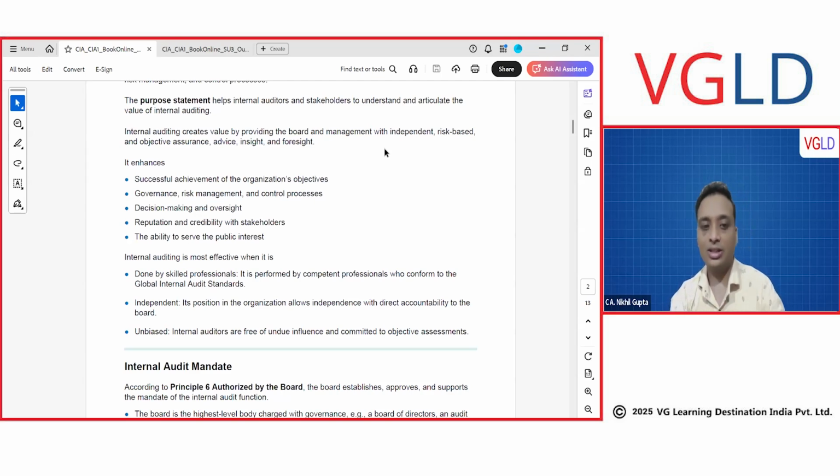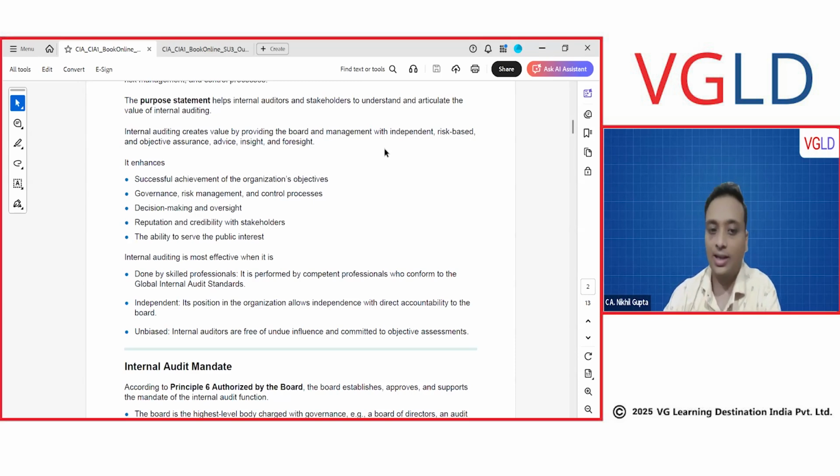As a CIA, you will learn about the internal audit standards, and they are applicable globally. It is not applicable only for one region or geography. It is applicable in approximately 170 plus countries. We already discussed independence. Our internal auditor is independent. Its position in the organization allows independence with direct accountability to the board. So the internal auditor is directly accountable to the board of directors of the company.